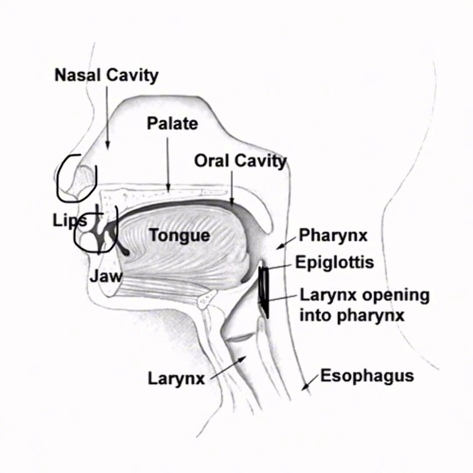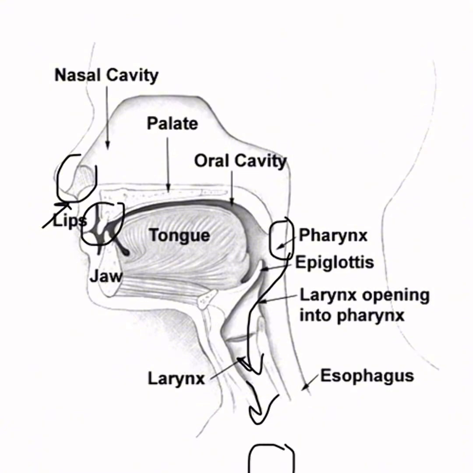But when we inhale air, either by the nose or by the mouth, this air will move to the pharynx, and from the pharynx it will move to the larynx, and then to the trachea, and then to the lungs.